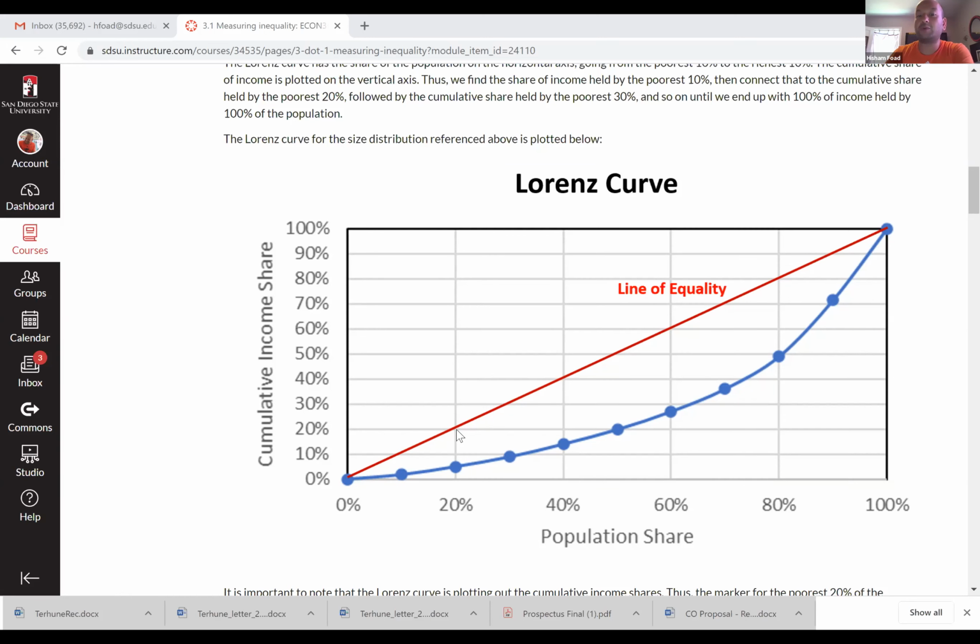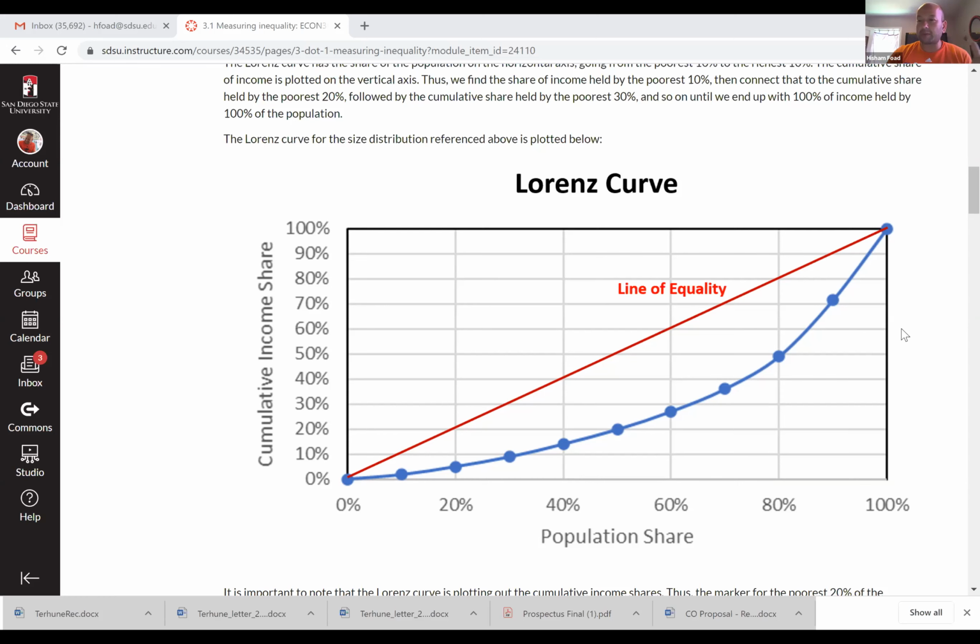20% of the population would hold 20% of income. 40% of the population would hold 40% of income, so on and so forth. And so we draw this line of equality as representing the case where there is perfect equality. The other extreme that we want to consider is the case where one person in the country has all of the income, everybody else has zero.